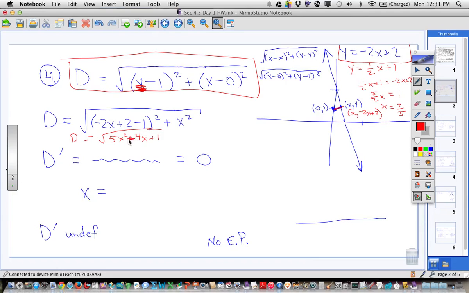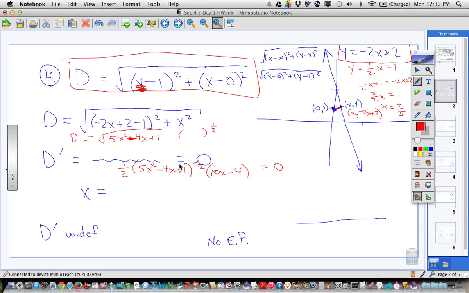I think it's minus 4x, actually. Yeah, it's minus 4. Okay? Now that would be to the 1/2 power. So now when I do my derivative, I'd have 1/2 times (5x squared minus 4x plus 1) to the -1/2, then times the derivative inside, which would be 10x minus 4. And I'm going to set that equal to 0.